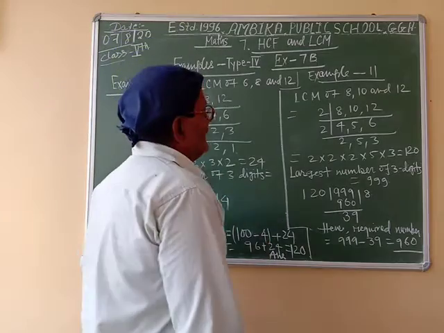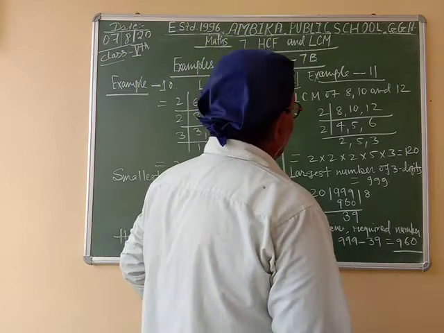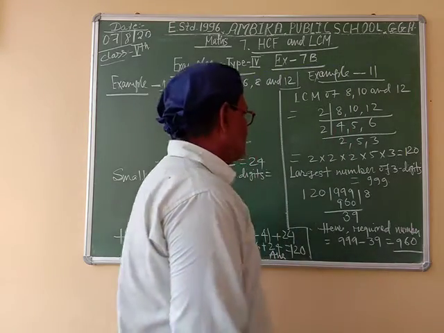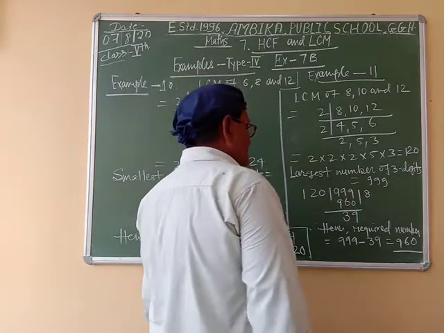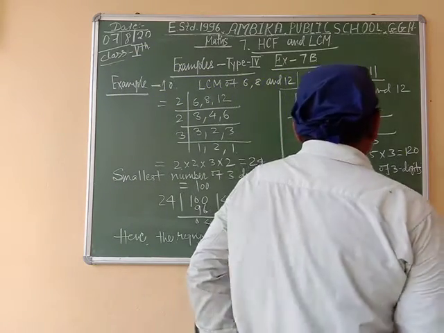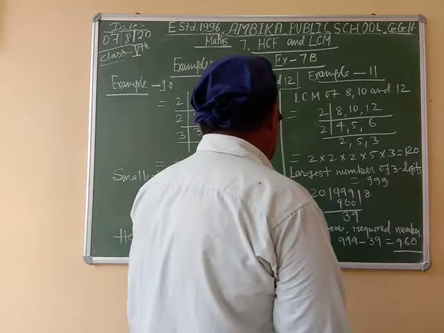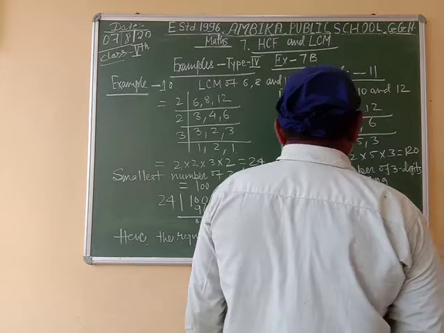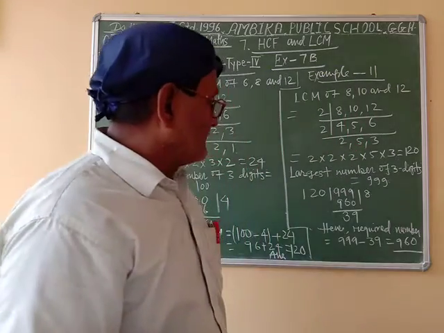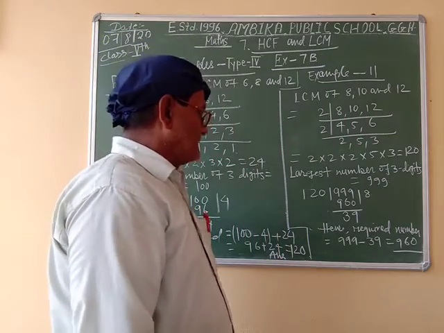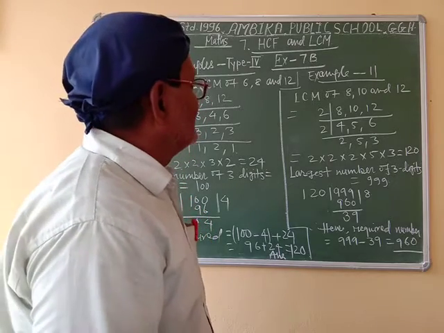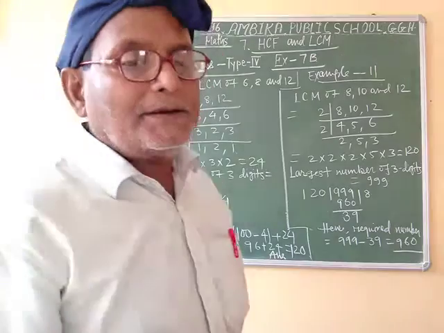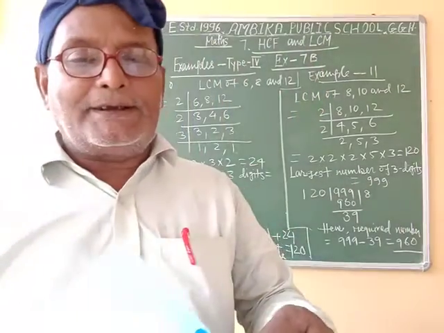First of all, we find the LCM of 8, 10 and 12. The LCM is 120. Now, the largest number of 3 digits is equal to 999. Dividing 999 by 120, we get a remainder of 39. So the required largest 3-digit number will be 999 minus remainder 39, which is equal to 960.